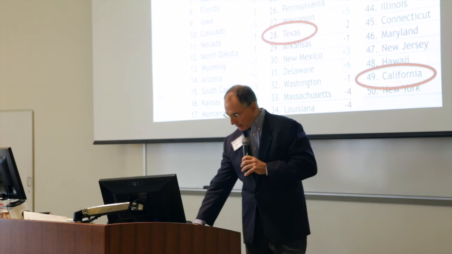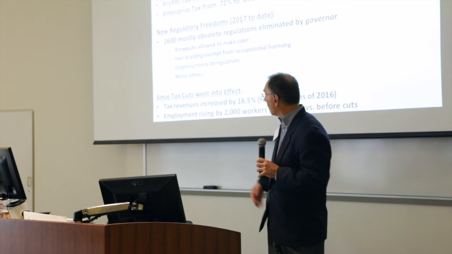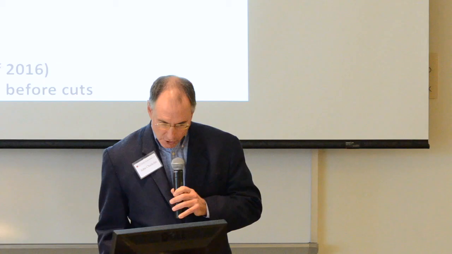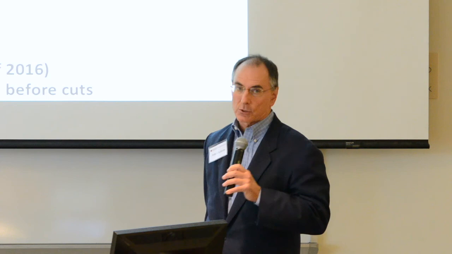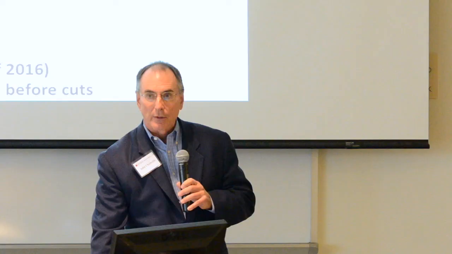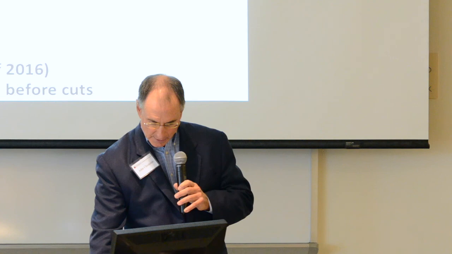Now, why is New Hampshire number one on the list? Well, over the last recent years, they've put in place a number of initiatives to cut taxes and very deliberately to eliminate obsolete regulations, 1,600 of them, as shown here. And the results have been tax revenues have actually increased as more and more companies, especially those in the Boston area, move across the line into southern New Hampshire and do business there rather than deal with the Massachusetts state taxes. And employment has actually been rising.